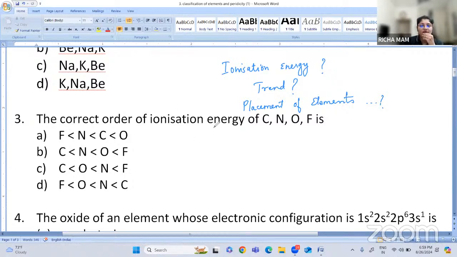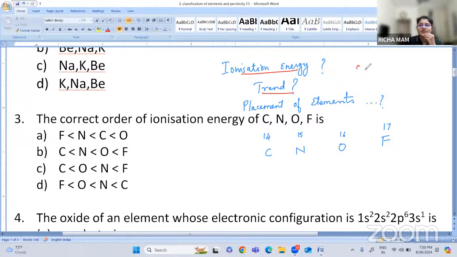Now here, when we see the periodic table arrangement, carbon comes in group 14. Then comes nitrogen, group 15. Then comes oxygen, and then fluorine. So this is 14, this is 15, this is 16, and this is 17. So these are the groups. Now, ionization energy, we know, is the minimum energy required to remove the electron from an isolated gaseous atom.